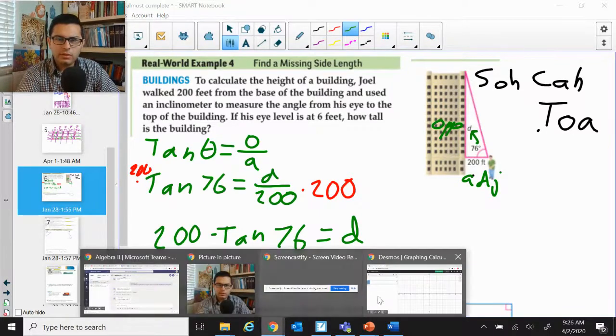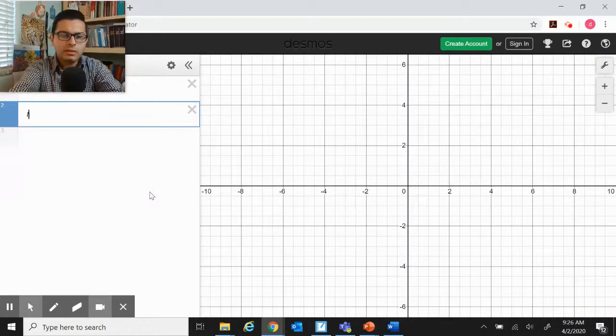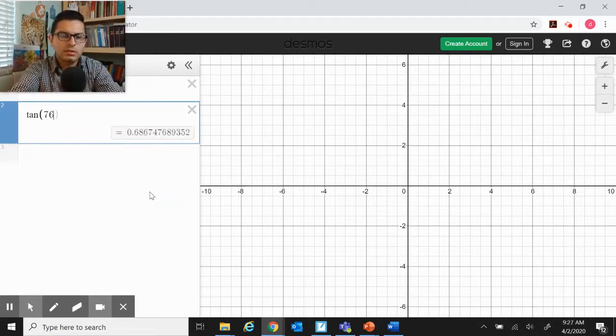We can go here to Desmos and type in tangent of 76. Just like that, we say tan and then brackets 76. And you see that it gives us this wonderful little decimal here. Now, it's important to note that you have to be in degrees when calculating these things. This is with any calculator that you use when you're using trig functions. You have two options. You either have degrees or you have radians. Right now we're working in degrees, so we have to make sure our calculator is in degrees.